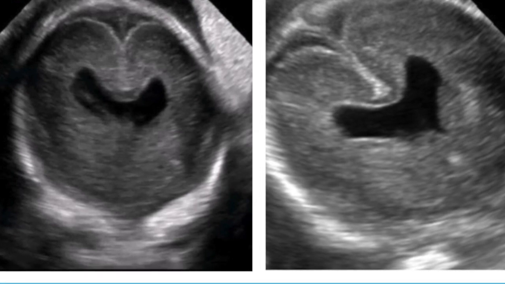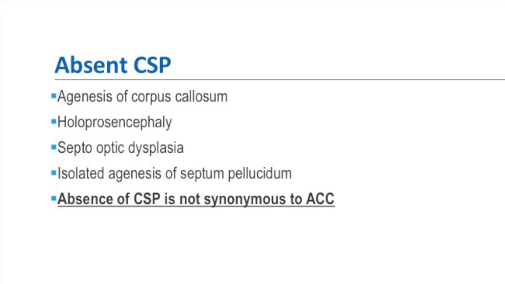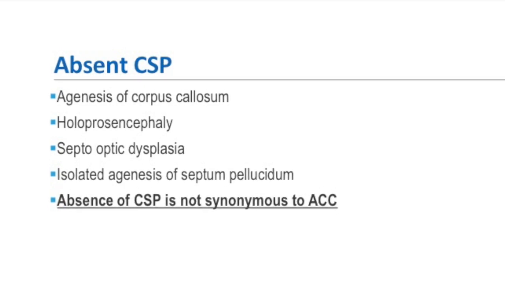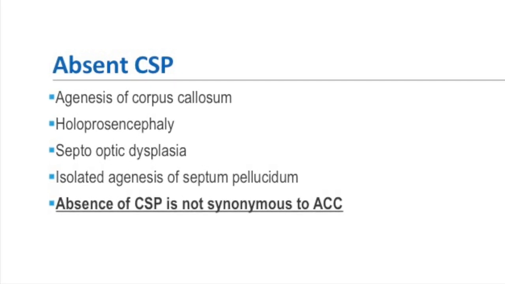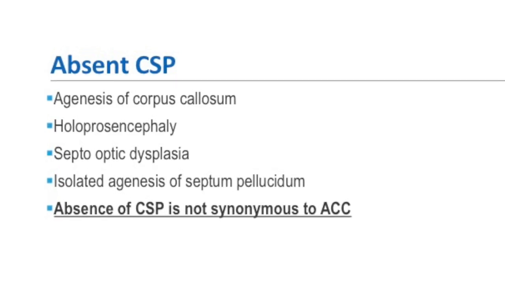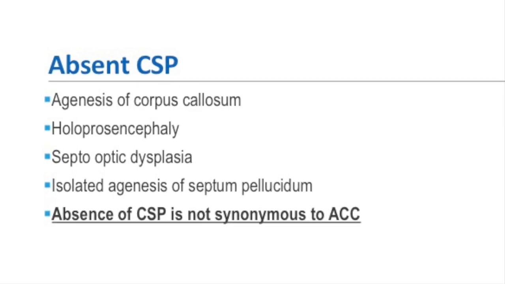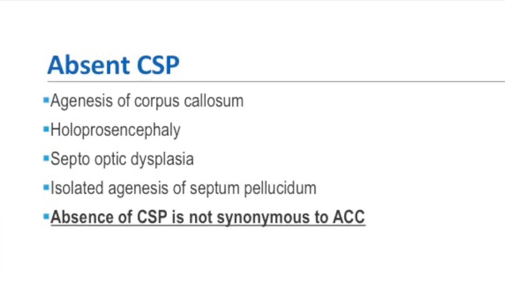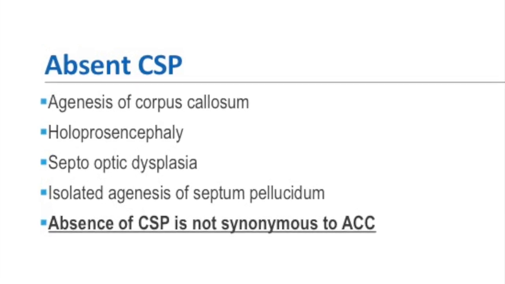So absent CSP indicates agenesis of corpus callosum, holoprosencephaly, and it is seen in septo-optic dysplasia. If you see this case of ours, this actually was septo-optic dysplasia. There can sometimes be isolated agenesis of the septum pellucidum, which in fact has a very good prognosis. So one must remember the absence of CSP is not synonymous with ACC, agenesis of corpus callosum.